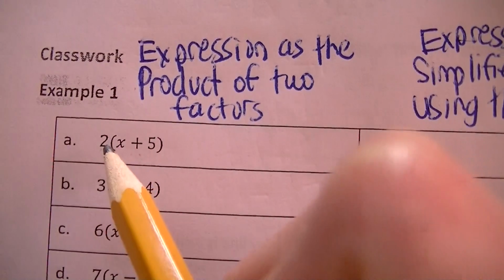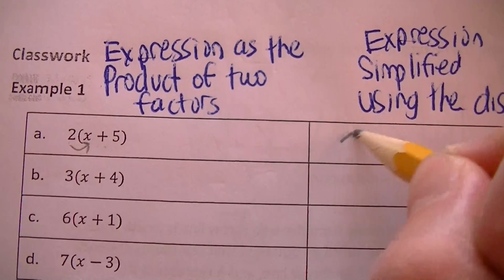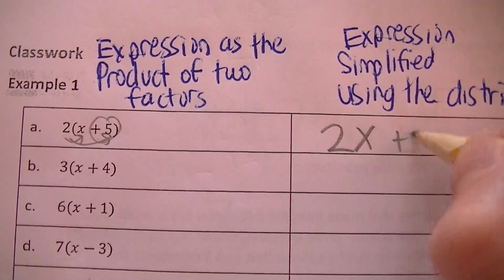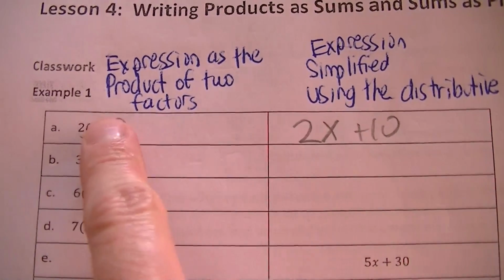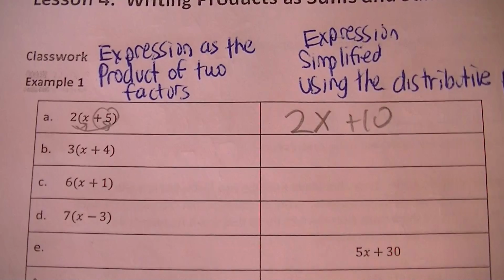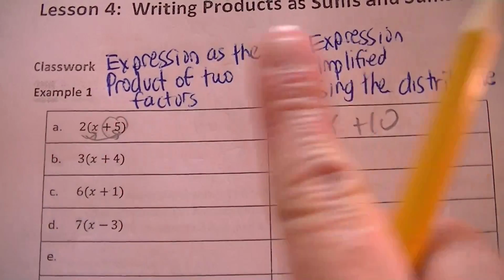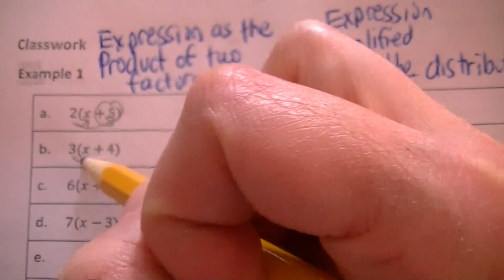So what you would do right here is you go 2 times x, you get 2x. And then you go 2 times a positive 5, which is a positive 10. So these two expressions are equal to each other. So you could write it like this, or you could write it like this, whichever way you prefer, okay? But that's what we want to do for these columns, is rewrite them this way. They're written this way, so rewrite them this way.